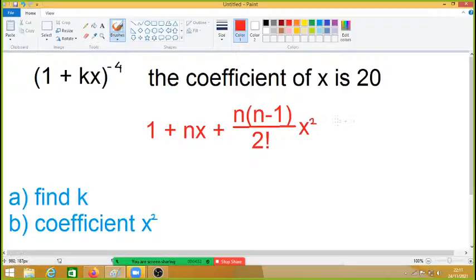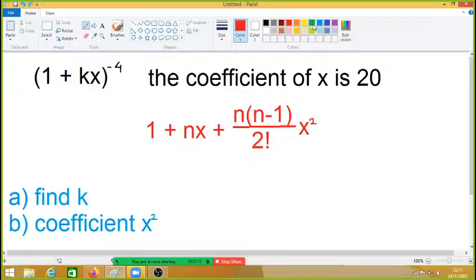The reason I haven't written that is because in this question we only need to go up to the x squared term, so that'll be fine. We can just leave it as that. And now let's substitute in. For the x, we are using the whole thing here, which is kx. So let's substitute that in.